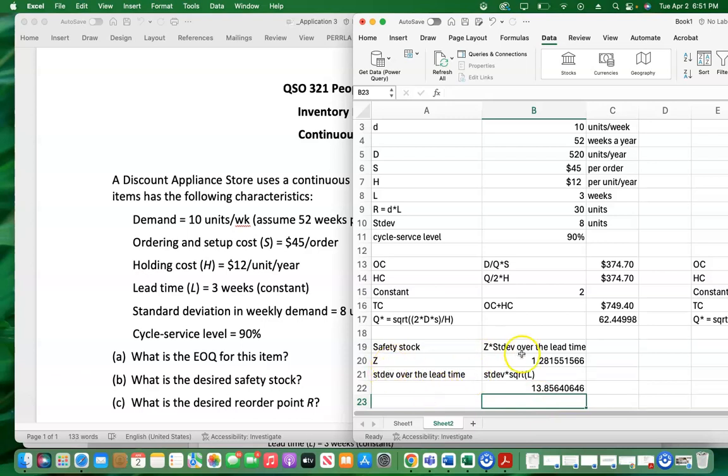Since we have the Z value as well, then we can actually find the safety stock. So here we can say the safety stock, and we can put an equal sign, and then we can take the Z value as it is here, times the standard deviation over the lead time, which is the standard deviation times the square root of lead time, which is this one, and then you can close the bracket and enter.